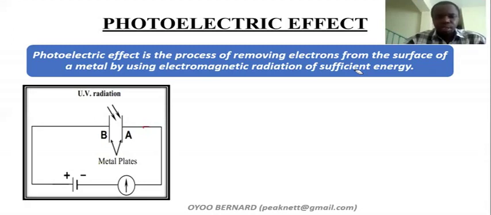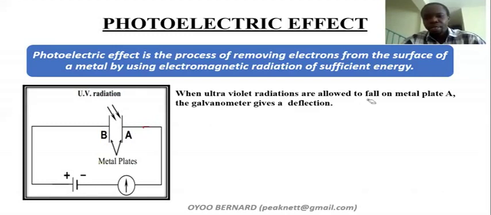You can have a look at this diagram where we have parallel plates. So there's plate A, there's plate B, and then we have a galvanometer. We have a power supply, positive and negative terminals. Then some radiation, ultraviolet radiation, is directed to plate A. Well, when that happens, that is, when ultraviolet radiation is allowed to fall on plate A, the galvanometer gives a deflection. So that's the observation that will be made.